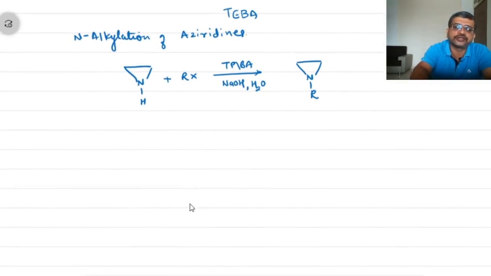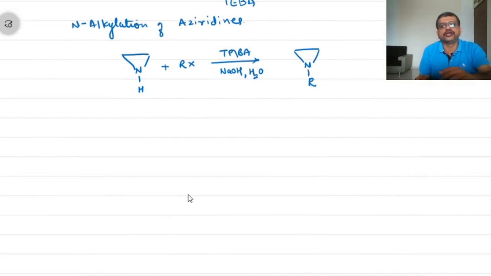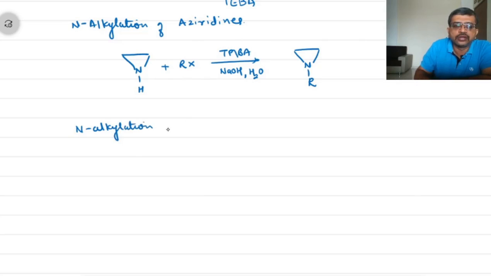In the normal reactions, when we are trying to do it, it will be undergoing ring opening reaction. So the desired product will be very less. But when we are using trimethyl benzyl ammonium chloride, a greater amount of desired product is obtained here. Similarly, N-alkylation of beta lactams is reported using TMBA or TEBA.